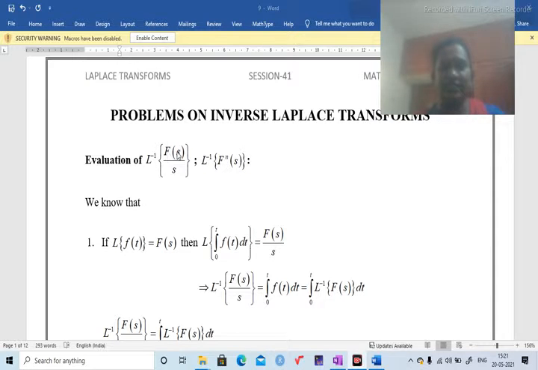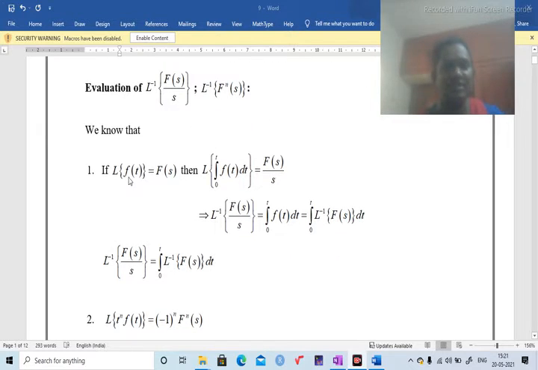Evaluation of L inverse of F(s)/s and L inverse of the nth derivative of F(s). Here, if L of f(t) equals F(s), then L of the integral from 0 to t of f(t) dt equals F(s)/s. So L inverse of F(s)/s equals the integral from 0 to t of f(t) dt, which equals the integral from 0 to t of L inverse of F(s), because f(t) means L inverse of F(s) only. So, L inverse of F(s)/s equals the integral from 0 to t of L inverse of F(s) dt.